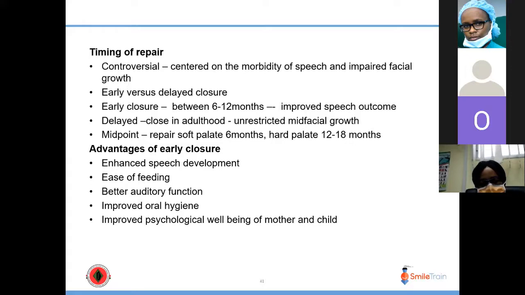So, advantages of early closure. Speech development is enhanced. The patient can feed very easily, and the mother can even go about her normal duties. There's better auditory function, the oral hygiene is improved, and there is improved psychological well-being for the mother and the child.